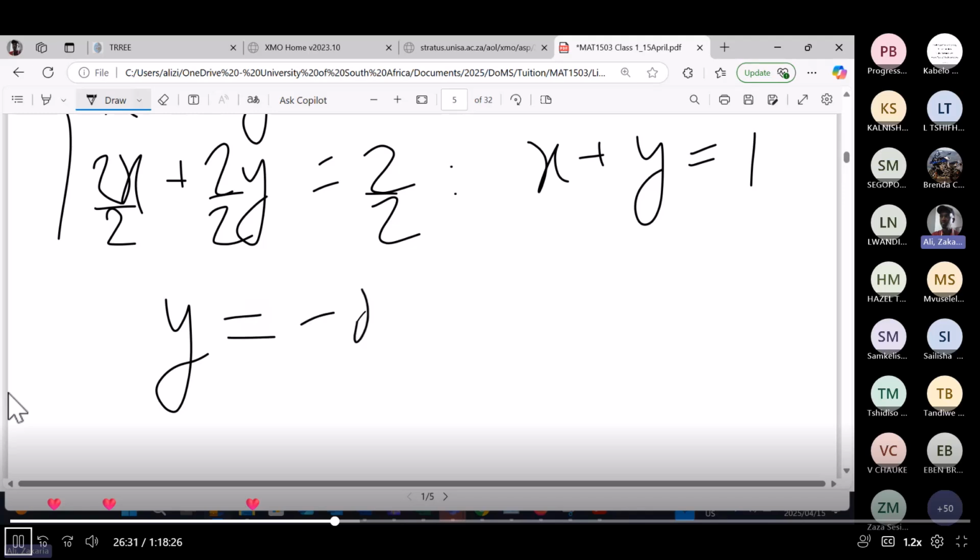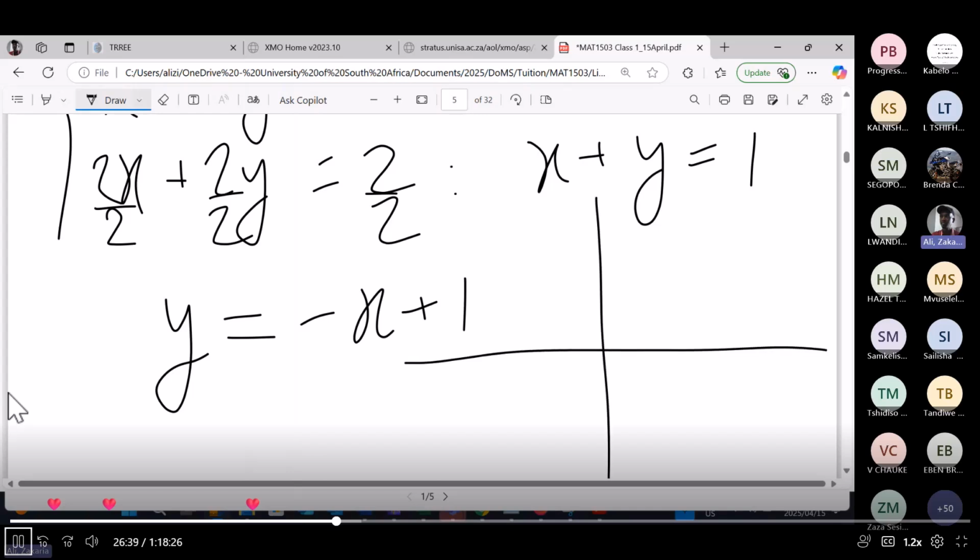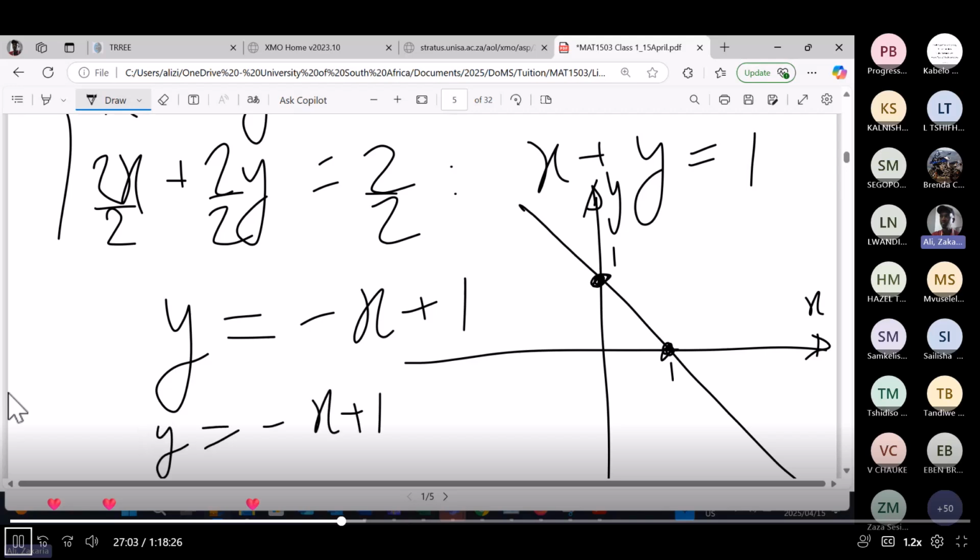You can say y is equal to minus x plus 1. I should have chosen a different one, because we already know how this one looks. We know that it crosses here at 1 and then it crosses here at 1. This is the point 1, 0, and this is the point 0, 1. That is our x-axis and that's our y-axis. The second one, given by 2x, is also the same, y is equal to minus x plus 1. So there is a line going here and another one going on top of it. There are two of them on top of each other.